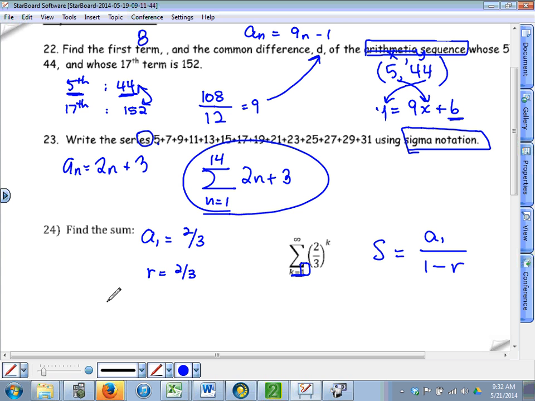if this is a little fuzzy to you guys, I would highly recommend you go back and look through your notes. There are a few sequence and series questions on this test. The formulas aren't provided for you. You have to know them. You have to know what r is and a sub 1, all this stuff. I'd suggest you go back and take a look.